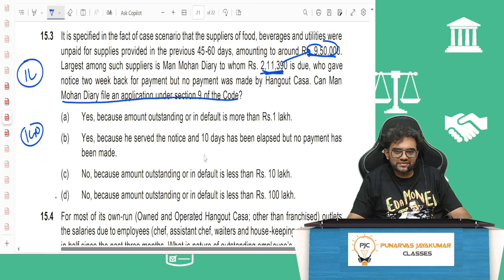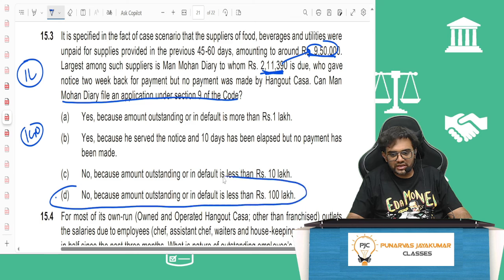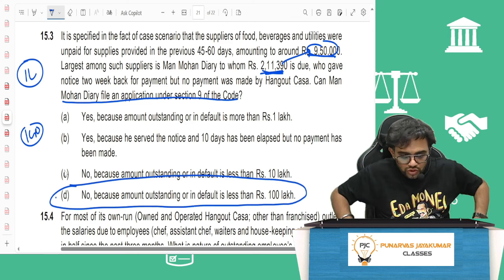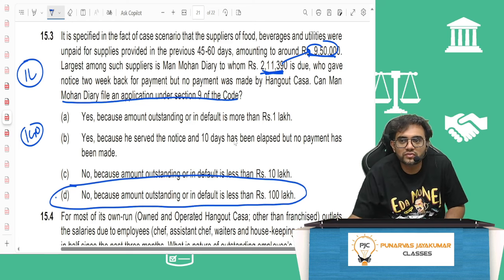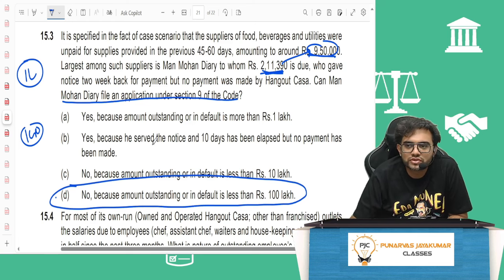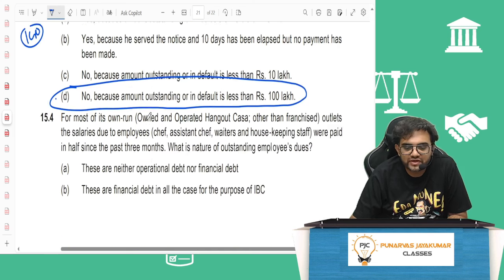Eligibility under IBC will come only if it is 1 crore. So the answer is that Mohan Dairy cannot file because they are owed only 2,11,390 rupees and not 1 crore. If you are owed 1 crore, then you can file the application.